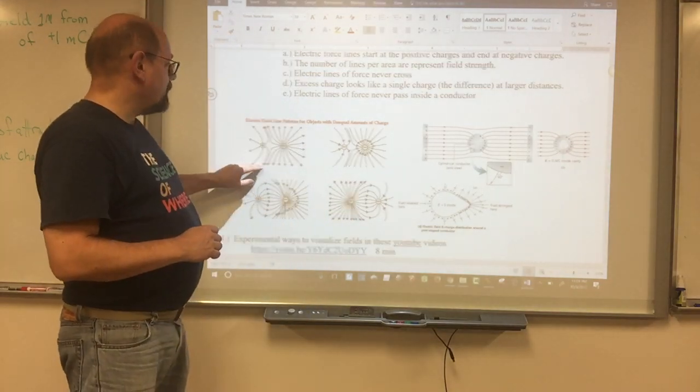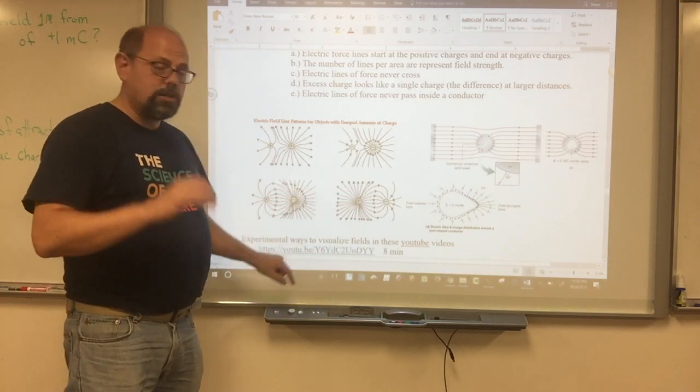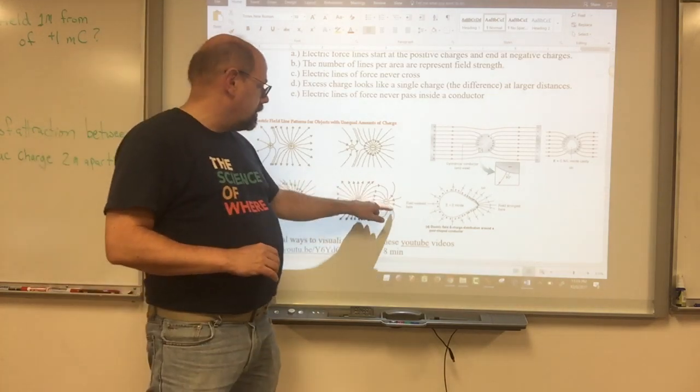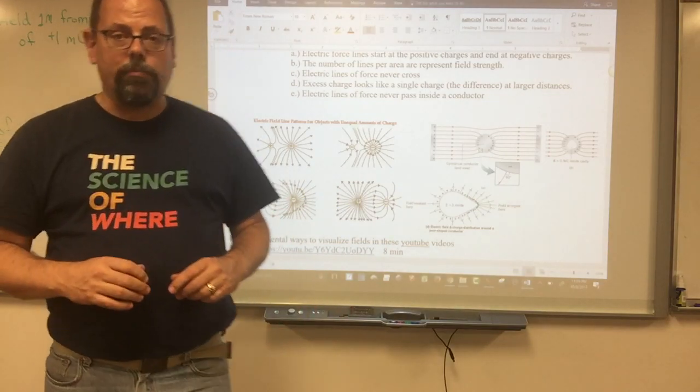So those are different ways that we can show the amount of charge. These places where there's really concentrated lines is a strong electric field. These places where there's not many is a weak electric field. You're going to have a chance to draw several of these, so let's get some practice on that.